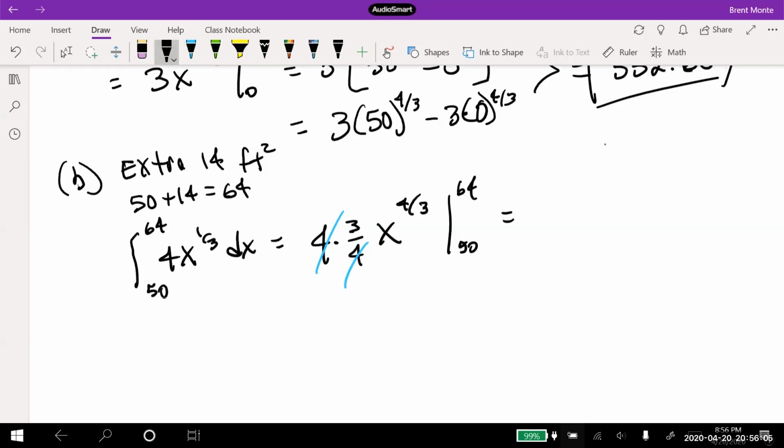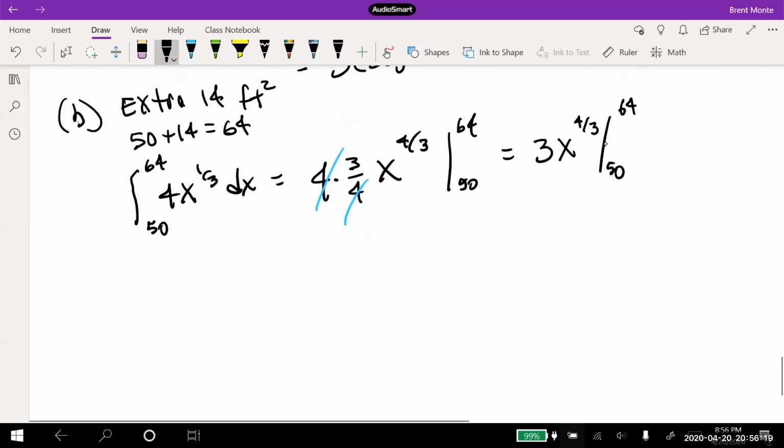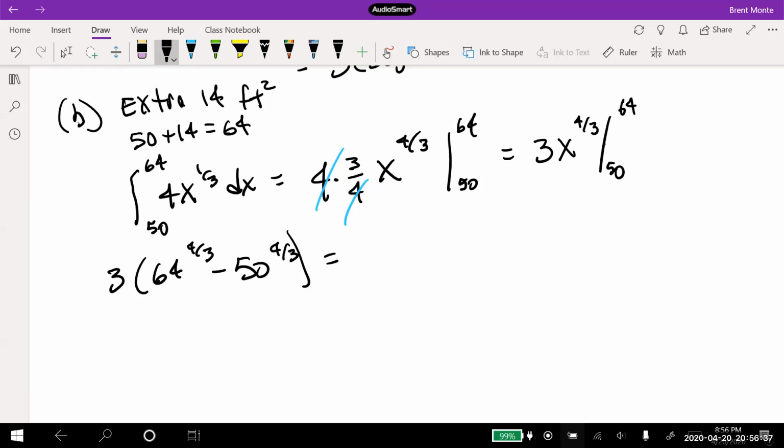Okay, now we're back on track. So it's still 3, I'll write the whole thing, x to the 4/3 from 50 to 64. So now I plug in the 64 minus, then I plug in the 50. So it's 3 times 64 to the 4/3 minus 50 to the 4/3. 50 to the 4/3 is actually that last answer, because when I did the minus 0, it didn't do anything. But I'm just going to put everything in my calculator that way.